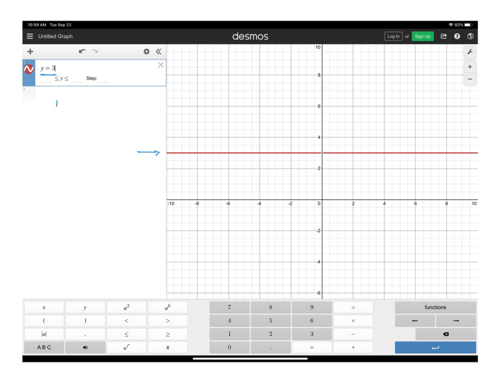And so when I take the limit as x approaches 5 of 3, here's my value 5. I'm approaching from the left side and the right side. And from both sides, we're just approaching an output, or a y value, of 3.